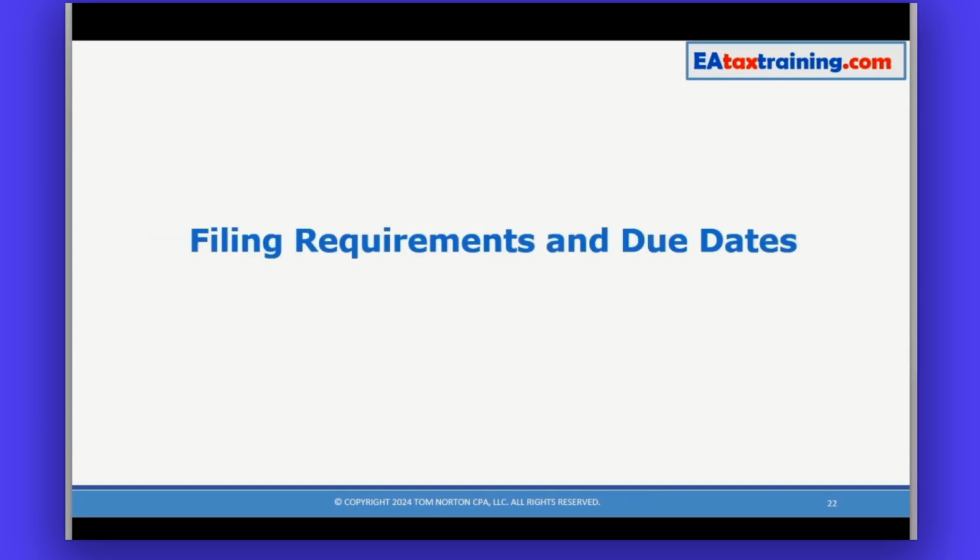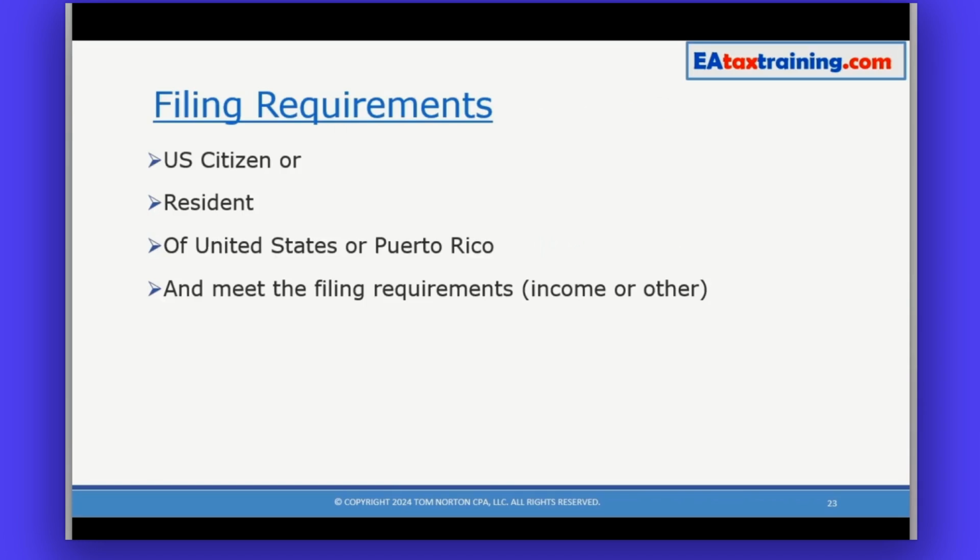So now that we've talked about the sources of information, let's talk about filing requirements and due dates. So first, who needs to file a tax return in the United States? Any U.S. citizen or resident of the United States or Puerto Rico who meets the filing requirements, which could be based on income or other. So again, who has to file? Any U.S. citizen or resident of the United States or Puerto Rico who meets the filing requirements. That's who needs to file an income tax return in the United States.